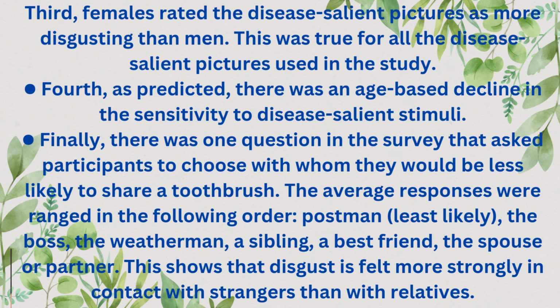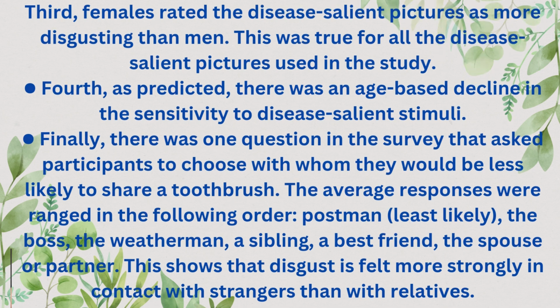Fifth, finally, there was one question in the survey that asked participants to choose with whom they would be least likely to share a toothbrush. The average responses were ranked in the following order: postman, that is least likely; the boss, the weatherman; a sibling, a best friend; the spouse or partner. This shows that disgust is felt more strongly in contact with strangers than with relatives.